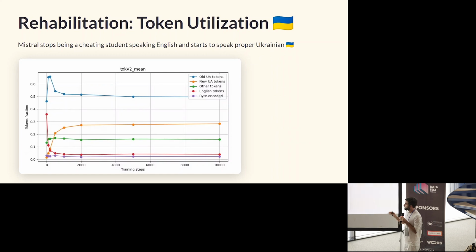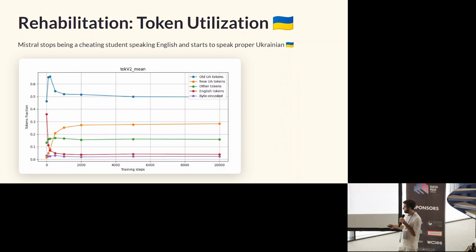As a result, this is one of the experiments that we've done, where you can see how the model starts picking up those new tokens. Here you can see it actually starts using the old Ukrainian tokens, but then gradually that value decreases, and the new Ukrainian token, the orange line, starts going up. Simultaneously, the English tokens are decreasing. And what I wrote here is that Mistral stops being a cheating student that speaks English and starts to speak proper Ukrainian. Surprisingly, it doesn't take as much time to actually see proper language being generated once you do this whole exercise.